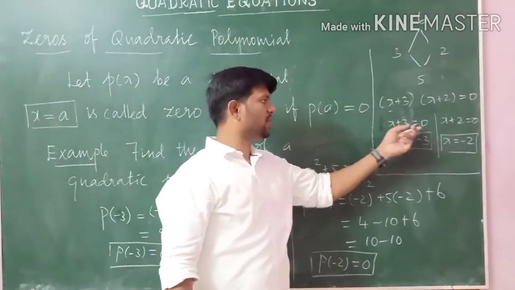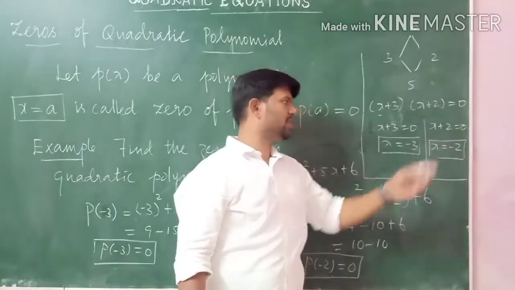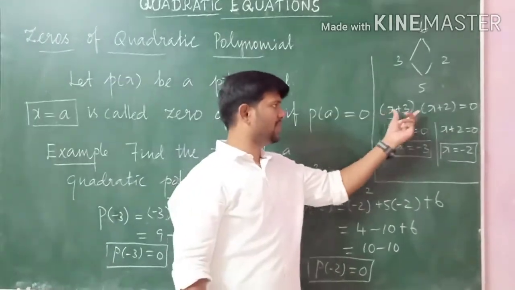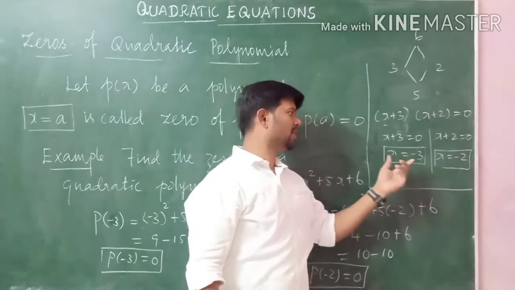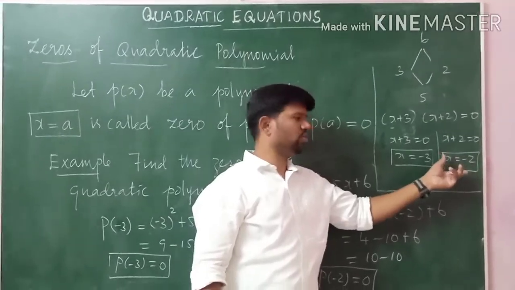x plus 3 equal to 0, x is equal to minus 3. x plus 2 equal to 0, x is equal to minus 2. So x plus 3 into x plus 2 are the factors, x is equal to minus 3 and x is equal to minus 2 are the other. Either we can say root or zero.